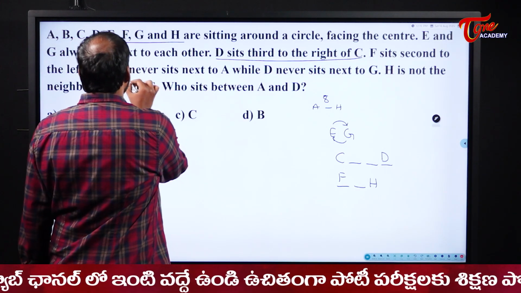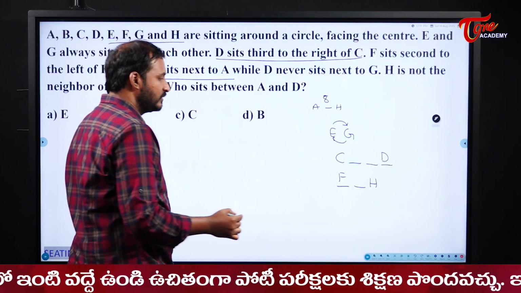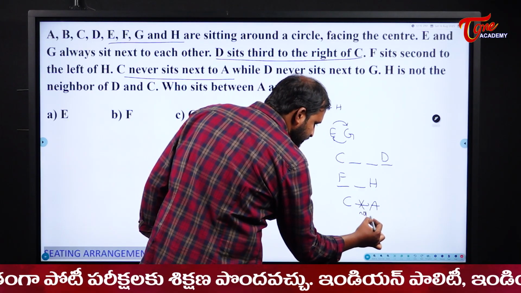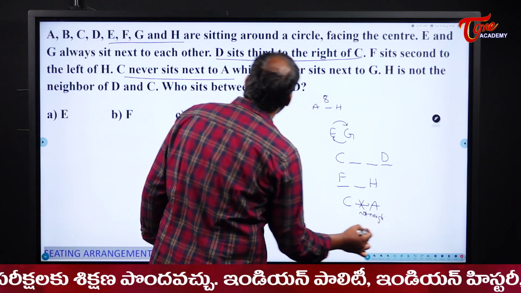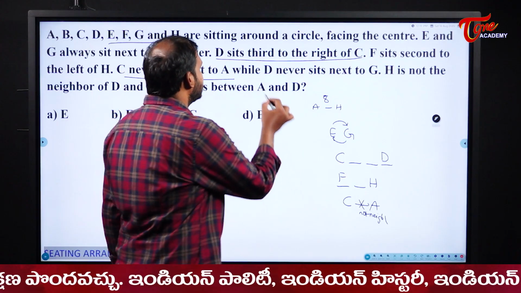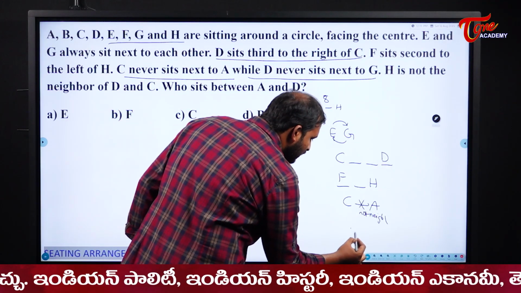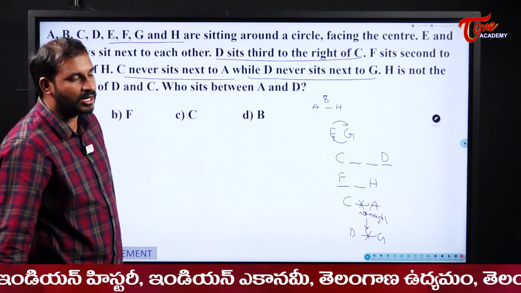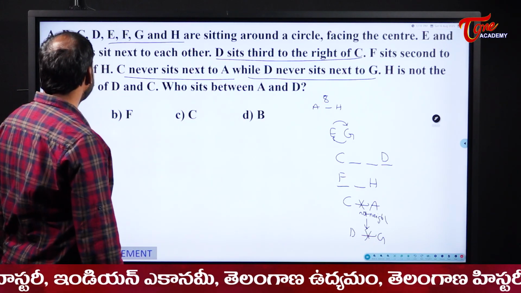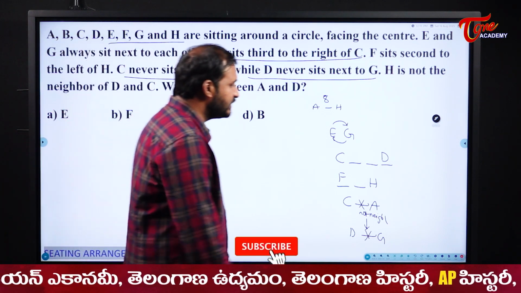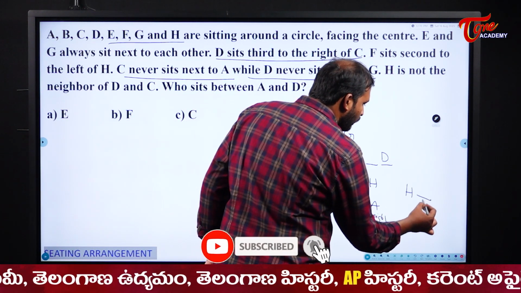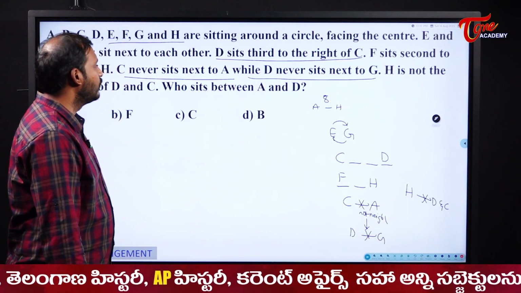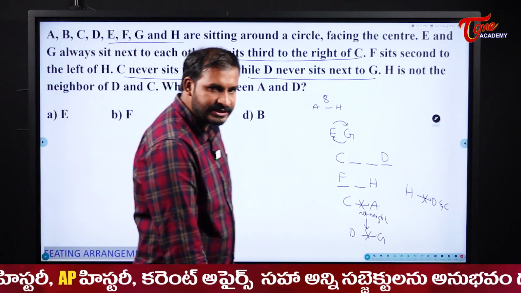Next, C never sits next to A. C and A are not neighbors. While D never sits next to G, D and G are also not neighbors. H is not a neighbor of both D and C. Who sits between A and D? That is the question for us here.